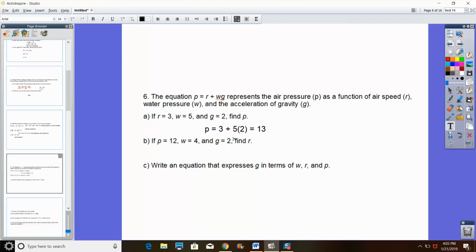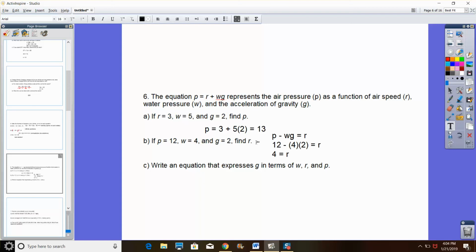If we're looking for R and we have P equaling 12, W equaling 4, and G equaling 2, there are a couple ways we can go about this. Number one, I can solve the original equation for R by subtracting WG. That means P minus WG would equal R. So if I plug into the left side here, it'd be 12 minus 4 times 2, which is 12 minus 8, which is going to be 4. So 4 would equal R. Just to make sure, if I did 4 plus 2 times 4, that would be 4 plus 8, which equals 12, so that works.